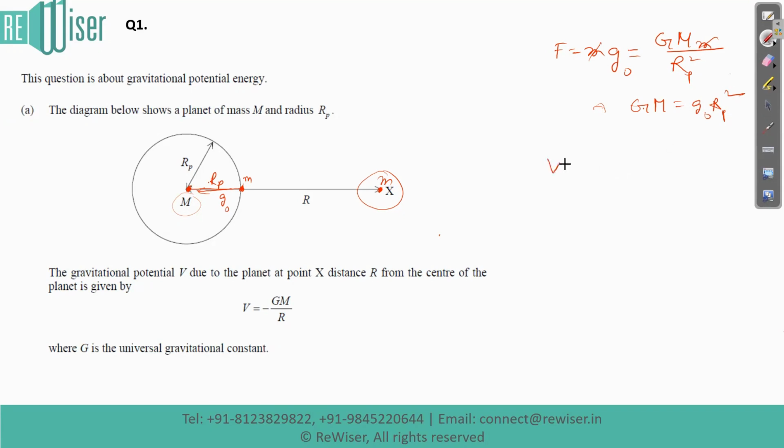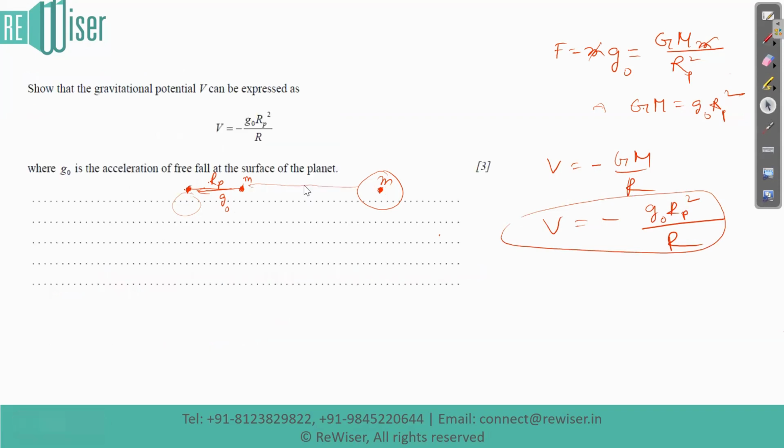Now V is equal to minus GM by r. r is the distance from here to here. Obviously, we are assuming that this planet is here, but originally the planet is at this point, r distance away from the core of the bigger planet. Now GM, we got to know, is g0 rp squared. So we are able to show that V is equal to minus g0 rp squared divided by r.